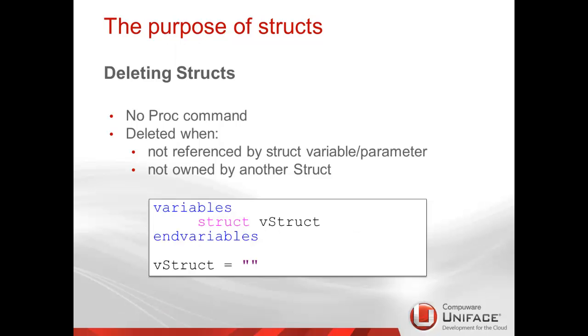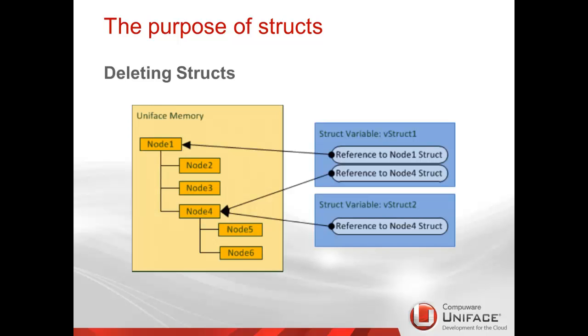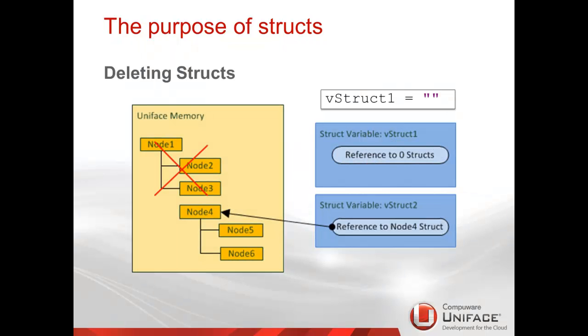For example, reassigning the vstruct variable to another value deletes the struct it refers to. In this case, we assign an empty string. Here we have the same again. What will happen when we assign an empty struct to the variable vstruct1? This will be deleted. You can see node 1 to node 3 are not there anymore. However, node 4 to node 6 are still present since they're referenced by the struct variable vstruct2.